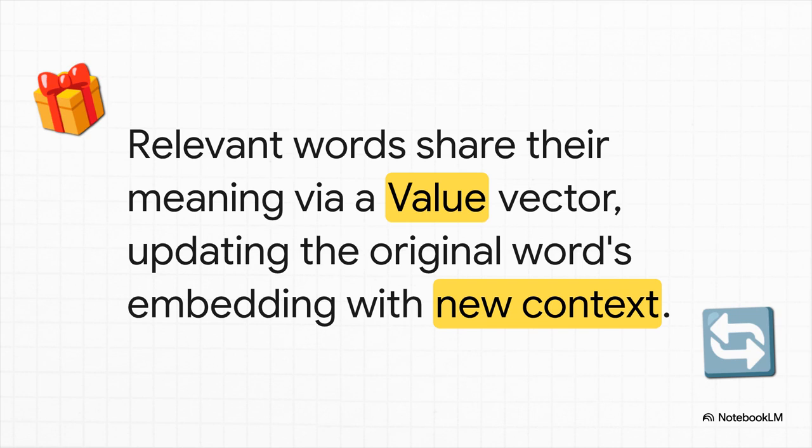Each word also has something called a value vector. This is its actual core meaning. The model takes the values from the words with the highest scores, fluffy and blue, and blends a piece of them into the original vector for creature. So now, the vector for creature has been updated. It's been enriched with context. It now means fluffy blue creature.